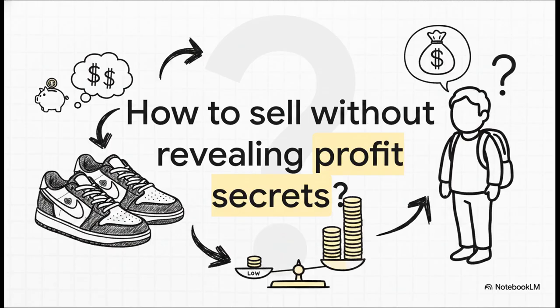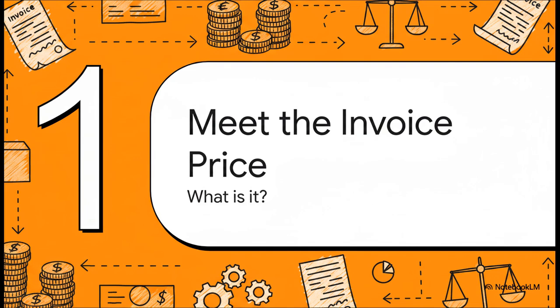Now, here's the big question. If you tell your friend that your actual cost is only $20 and they go and flip them for $100, won't they suddenly want a much bigger cut of the action? I mean, they're going to see that massive $80 profit margin and almost certainly demand a higher commission. And that brings us to Section 1, Meet the Invoice Price.